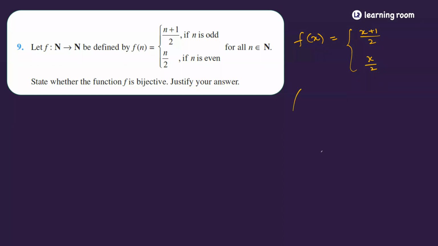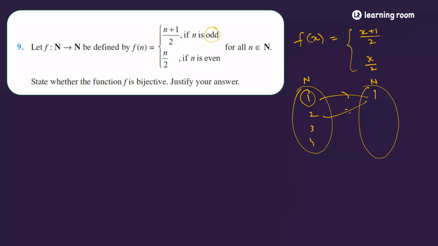From the natural number set to natural number set, you take 1, 2, 3, 4, for example. When you plug in 1, which function should you consider? You will consider the first one because that is the one which is odd. So 1 is mapped to 1. When you take an even number, you need to use the second function, right? So 2 by 2 will also get mapped to 1. It's not a 1-1 function. Since it's failing to be 1-1, it's not bijective.